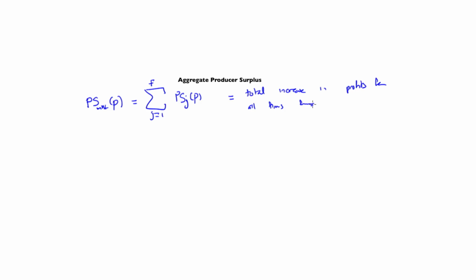Now let's look at what aggregate producer surplus looks like. So the producer surplus for the market at price P, which is going to be equal to the sum over all of the firms of their individual producer surpluses at that price, just measures the total increase in profits for all firms from being able to participate in the market.